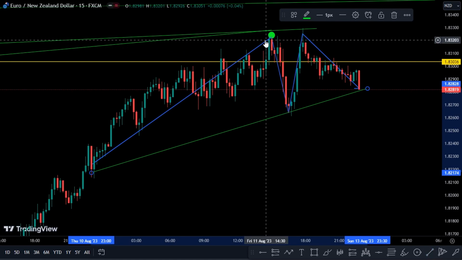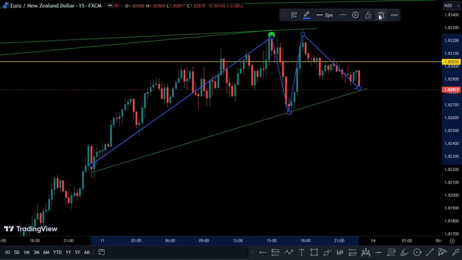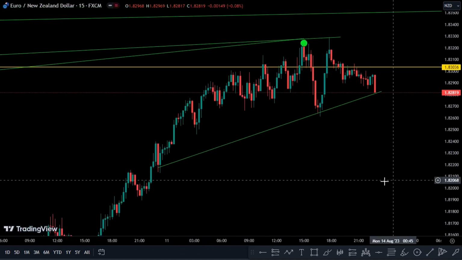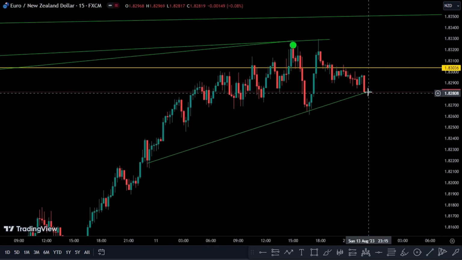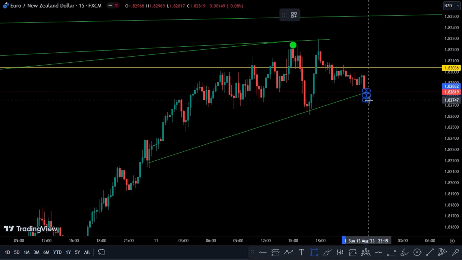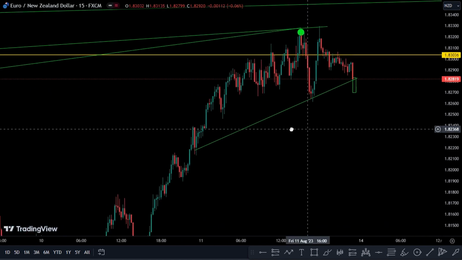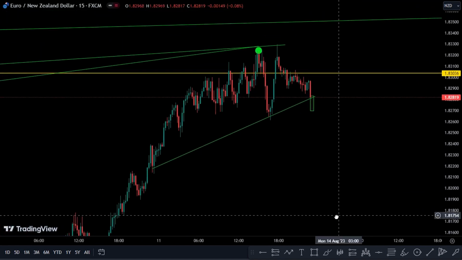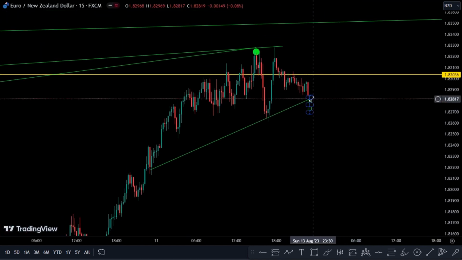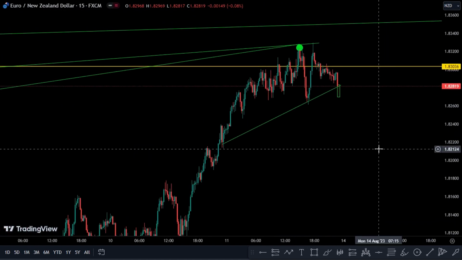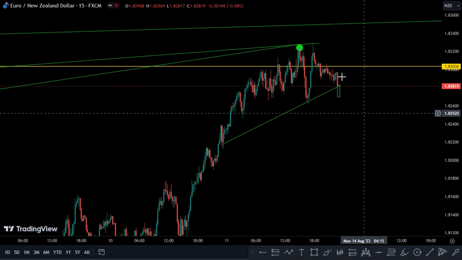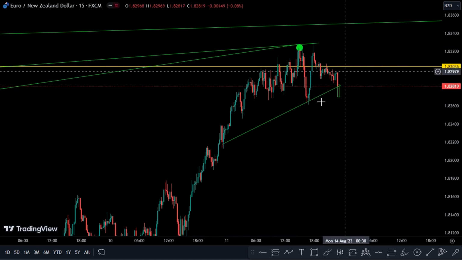Okay, at this point, let me remove this. I would wait for the market to close below this trend line, for a candlestick to close below this trend line, and that is where I'll be looking to execute my short here. But then we are having the NZD interest rate on Wednesday, so the market might be stalling.